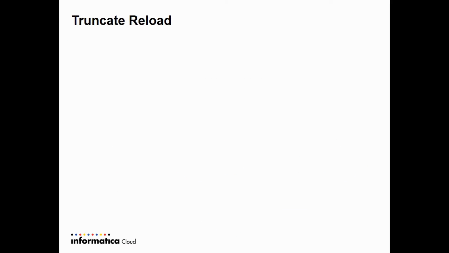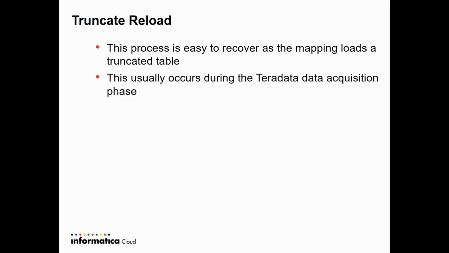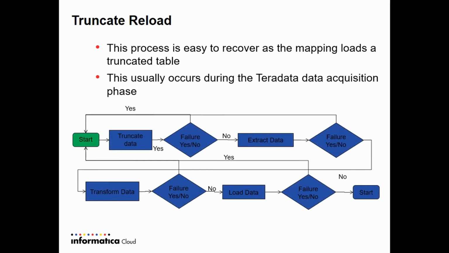The third type of recovery process is known as truncate reload. This process is easy to recover. All data is reloaded, so rerunning the process does not require much implementation or consideration. This usually occurs during the Teradata data acquisition phase. Initially, the data is truncated. If this task fails, then it is restarted.